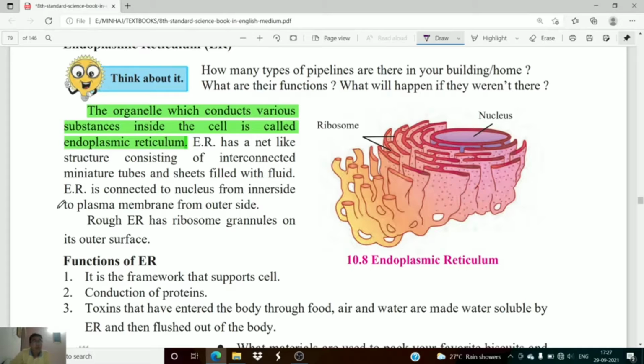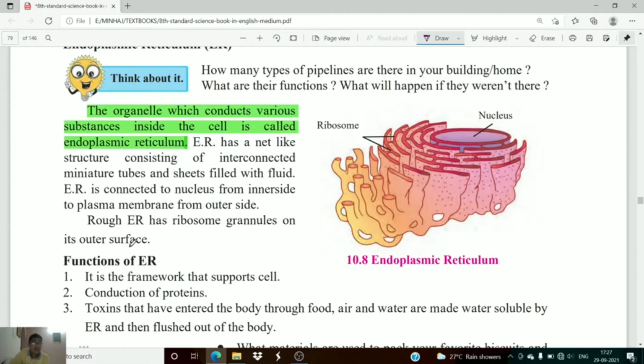Endoplasmic reticulum, that is ER, is connected to the nucleus from the inner side and to the plasma membrane from the outer side. The rough endoplasmic reticulum, that is rough ER, has ribosome granules on its outer surface. So this particular endoplasmic reticulum has ribosomal granules on the outer surface of it.